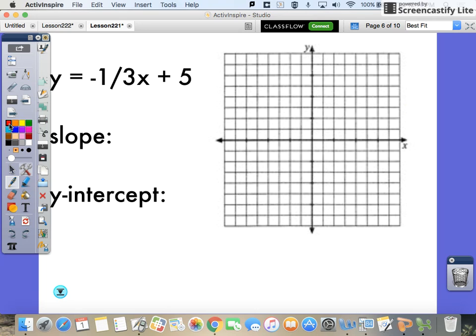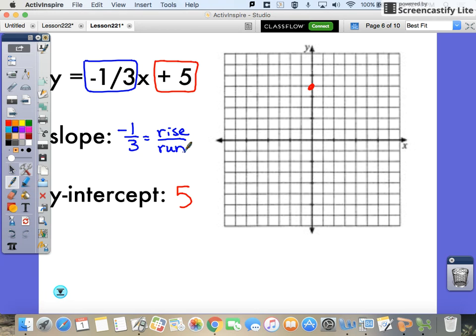So the next one, we're looking for the y-intercept. It's always the solo number with the sign in front attached. So the y-intercept is 5. 1, 2, 3, 4, 5. Then our slope for this one is -1/3, which is rise over run. This could also be 1 over -3.